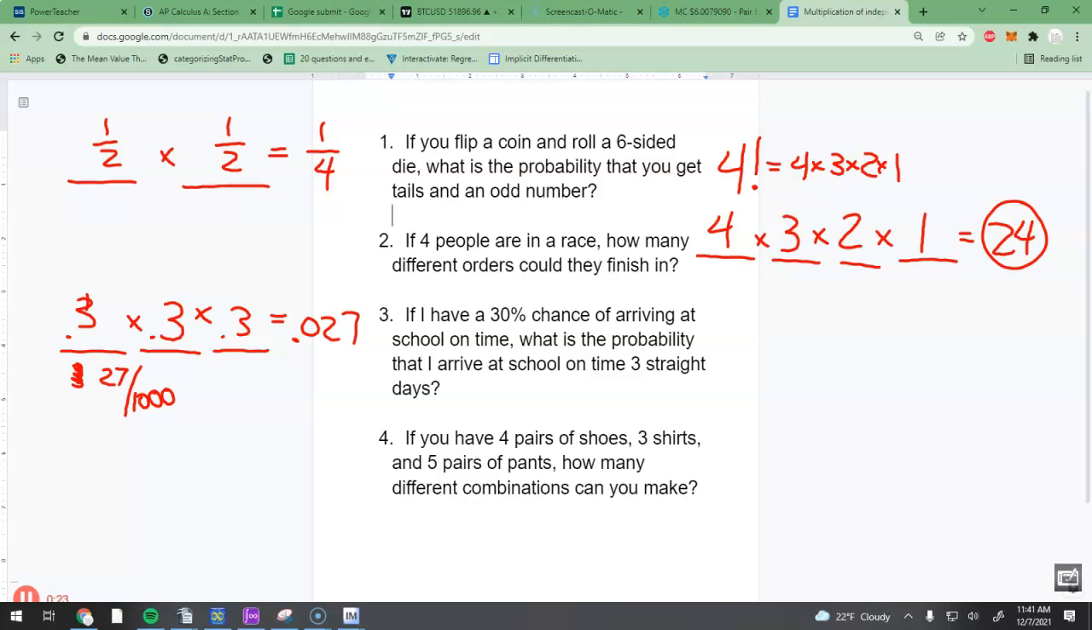And then number 4, same thing, I've got these slots. I've got 4 pairs of shoes, 3 shirts, 5 pairs of pants. Multiply them together, there's 60 different combinations I can make. That's super common, that was probably on your SAT somehow.